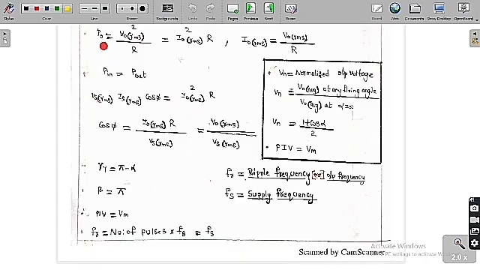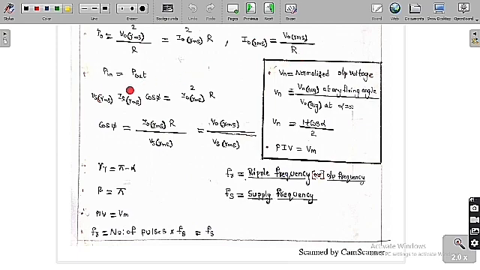So now we are going to find the average power absorbed by the load, which is the average active power absorbed by the load, equal to V naught RMS square by R, which is equal to I naught RMS square into R. So therefore I naught RMS is equal to V naught RMS by R. So the average power absorbed by the load is I naught RMS square into R or V naught RMS square by R.